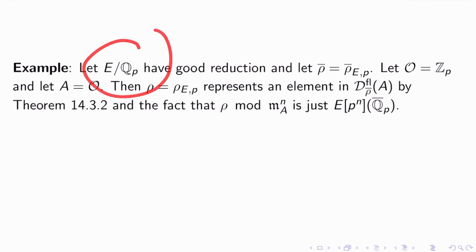Let's let E over QP be an elliptic curve of good reduction, and we'll let rho bar be rho bar E,p, which is our ultimate goal. Okay. O here will be ZP, the p-adic integers, and A will just be O. Then rho, which is rho E,p, so this is the full p-adic representation attached to E, represents an element in D flat sub rho bar of A, and the reason for that is Theorem 14.3.2 that we spent so much time on in this chapter, and also the fact that rho mod m sub A to the n is nothing but the QP bar points of p to the n torsion on E.